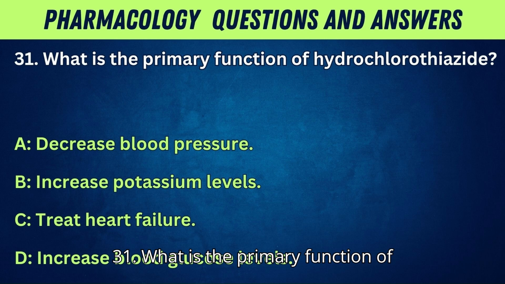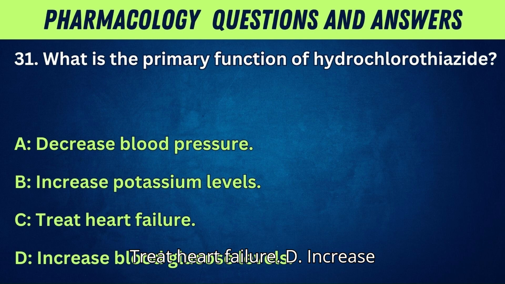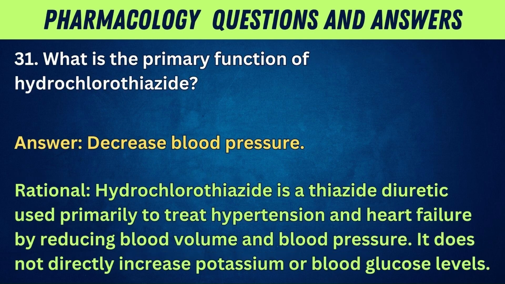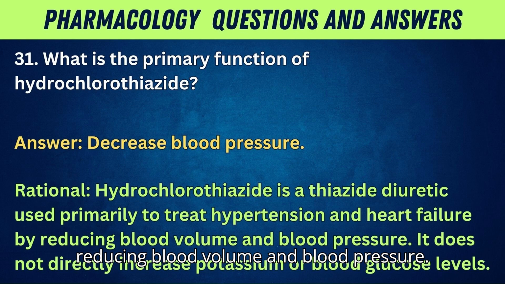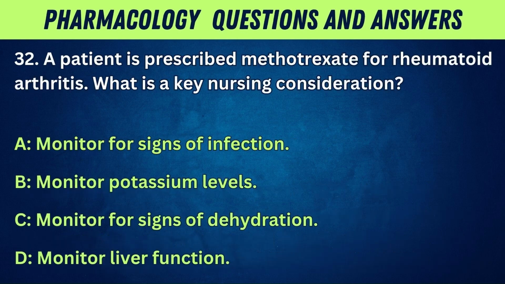31. What is the primary function of hydrochlorothiazide? A. Decrease blood pressure. B. Increase potassium levels. C. Treat heart failure. D. Increase blood glucose levels. Answer: Decrease blood pressure. Rationale: Hydrochlorothiazide is a thiazide diuretic used primarily to treat hypertension and heart failure by reducing blood volume and blood pressure. It does not directly increase potassium or blood glucose levels.